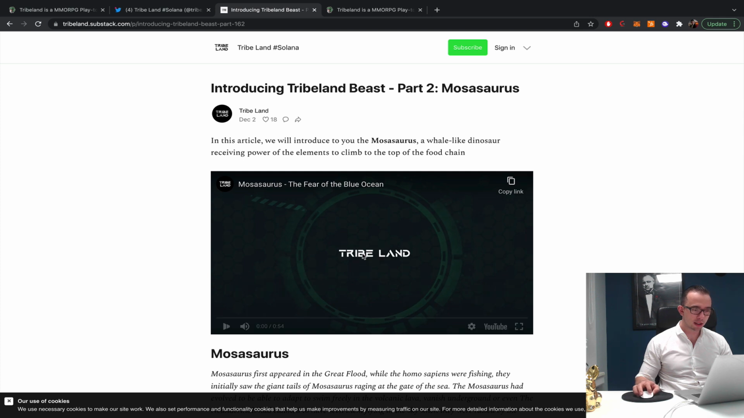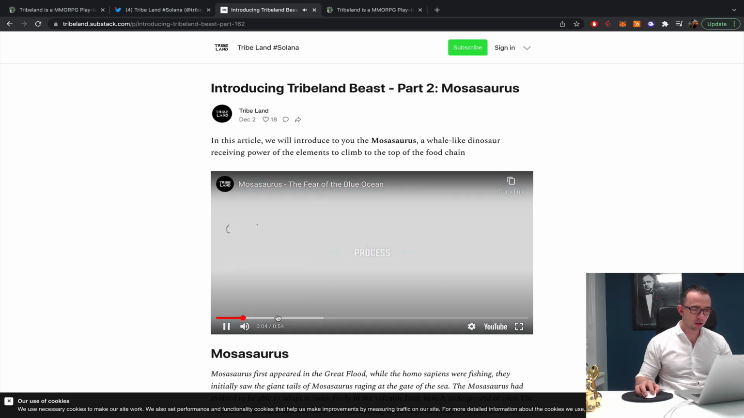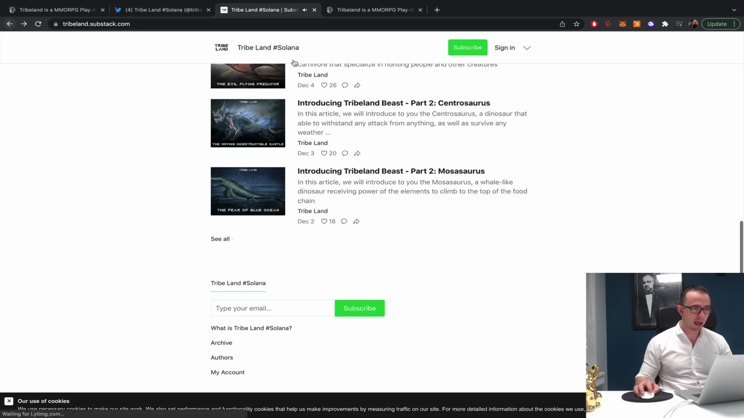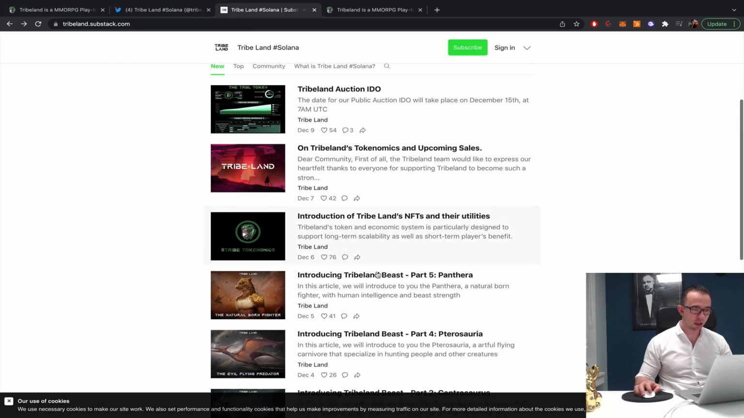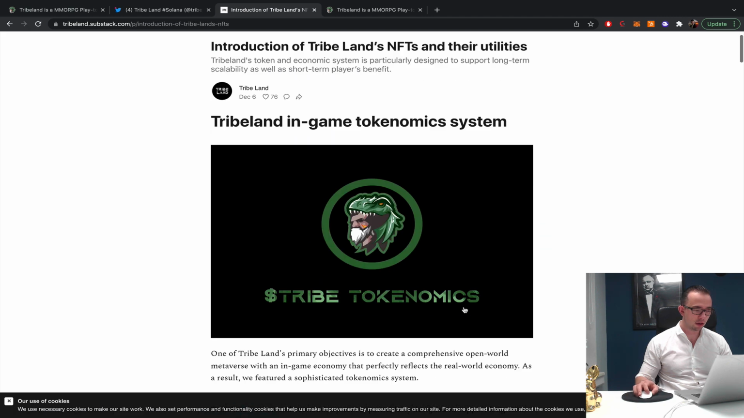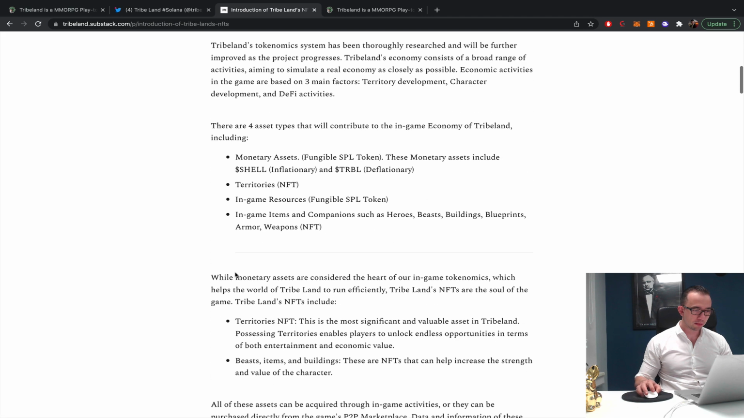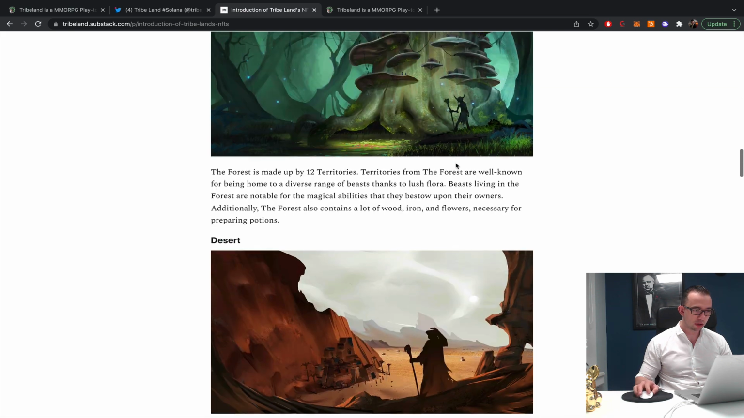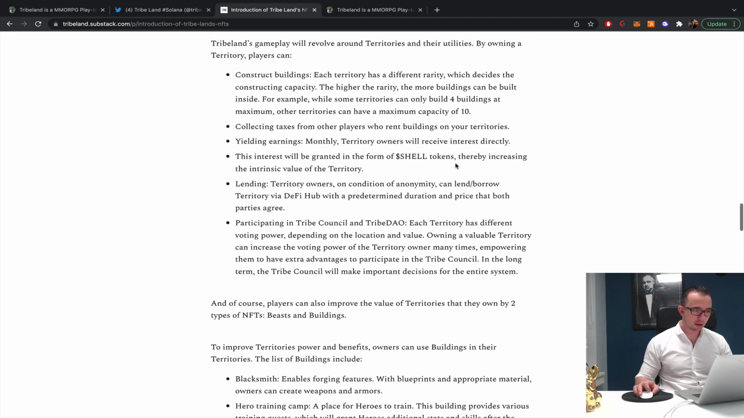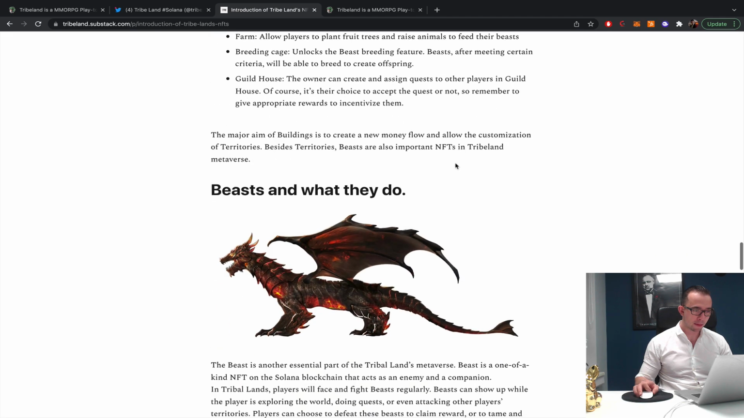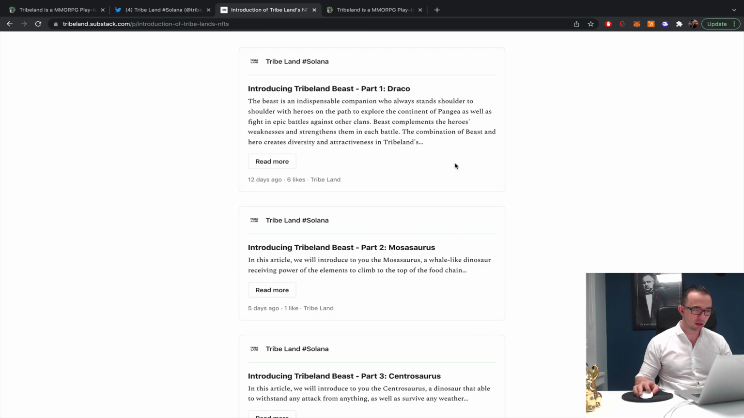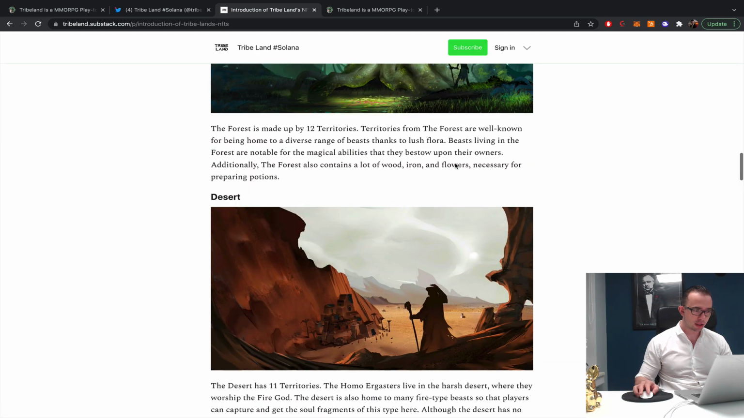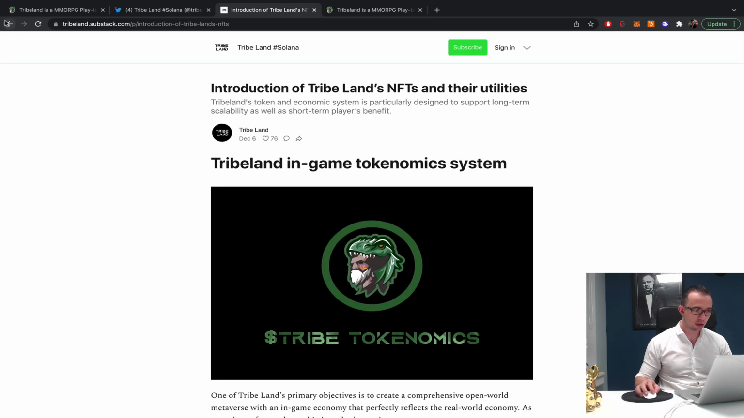What happens if we play this? Is it a cool video? It's just how they actually made it. Okay, so they have this for each of their creatures, and then they got the NFT information. Okay, four assets, we know. Territories, we know. Desert, but where can we buy them? The blacksmith, beasts, and what they can do. Then they have the introduction to all of these NFTs. Okay, cool.